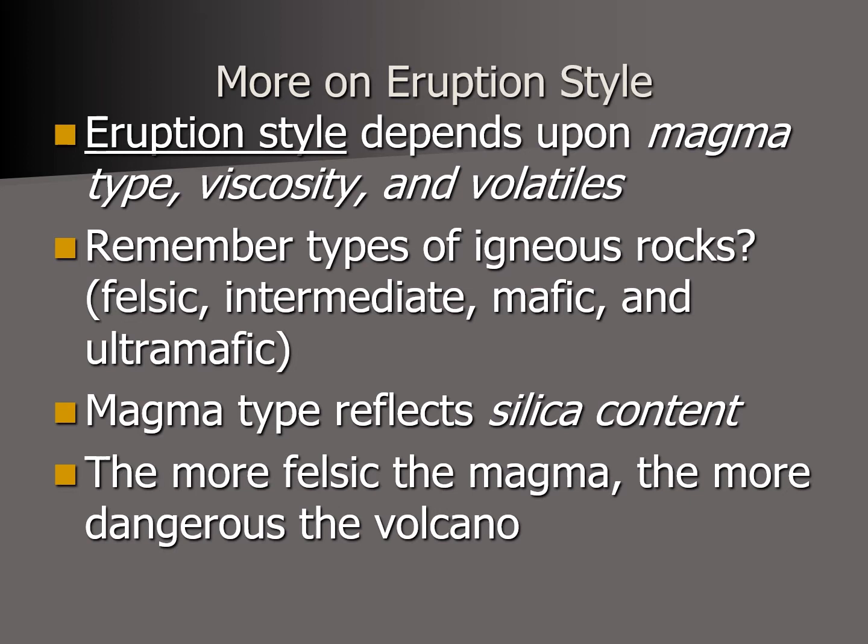And another way to think about it is this. Remember that felsic magma might produce granite or rhyolite, felsic minerals. Your felsic magma has a high silica content. So the more felsic the magma, the higher the silica content, the more dangerous the volcano, like a Mount St. Helens type of volcano.